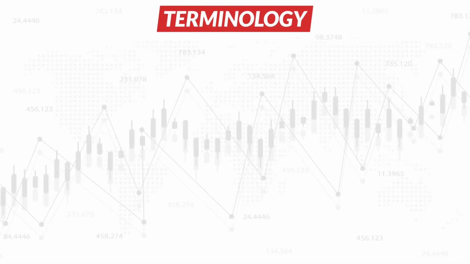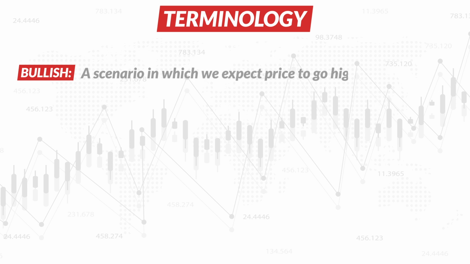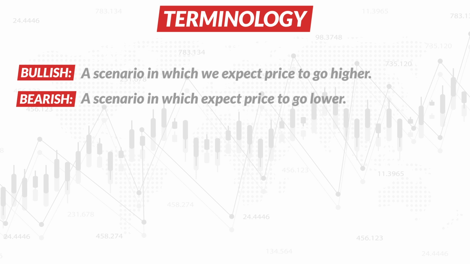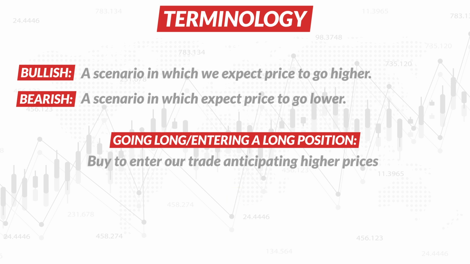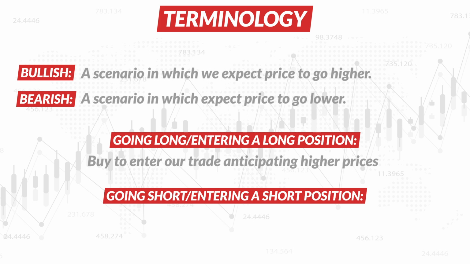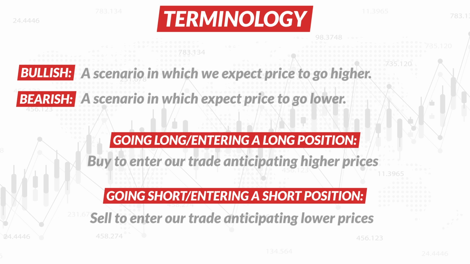Before we begin, I think it's worthwhile covering a few quick definitions of terminology that I will be using throughout this video. The term bullish is used to describe a scenario in which we expect price to go higher. Bearish is used to describe when we expect price to go lower. Going long, or entering a long position, means we are looking to buy, to enter our trade, and we anticipate price going higher. Going short, or entering a short position, means we are looking to sell, to enter our trade, and we anticipate price going lower.